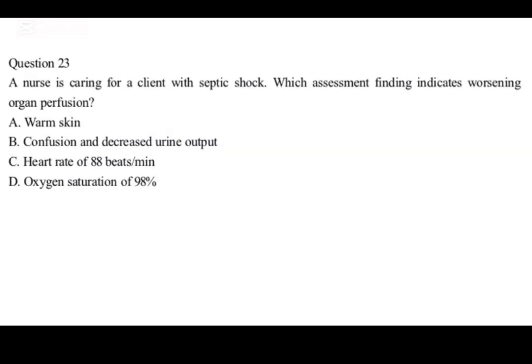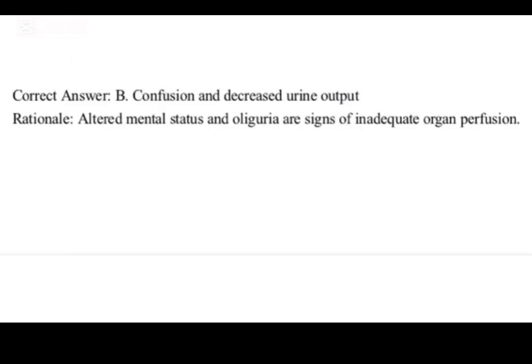Question 23. A nurse is caring for a client with septic shock. Which assessment finding indicates worsening organ perfusion? A. Warm skin. B. Confusion and decreased urine output. C. Heart rate of 88 beats/min. D. Oxygen saturation of 98%. Correct answer, B. Confusion and decreased urine output. Rationale: altered mental status and oliguria are signs of inadequate organ perfusion.